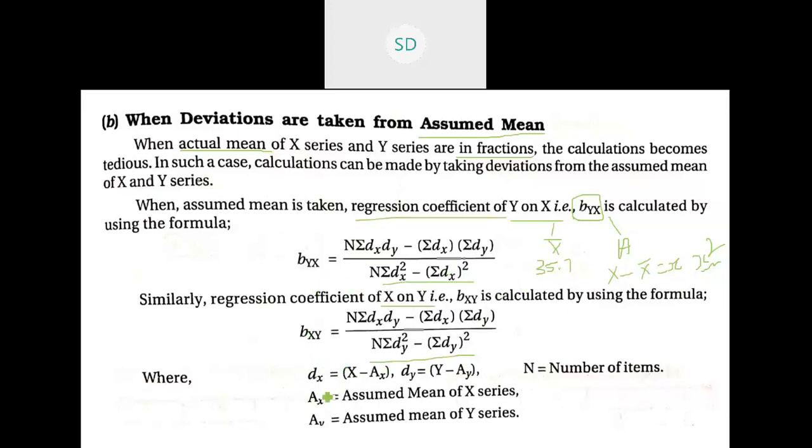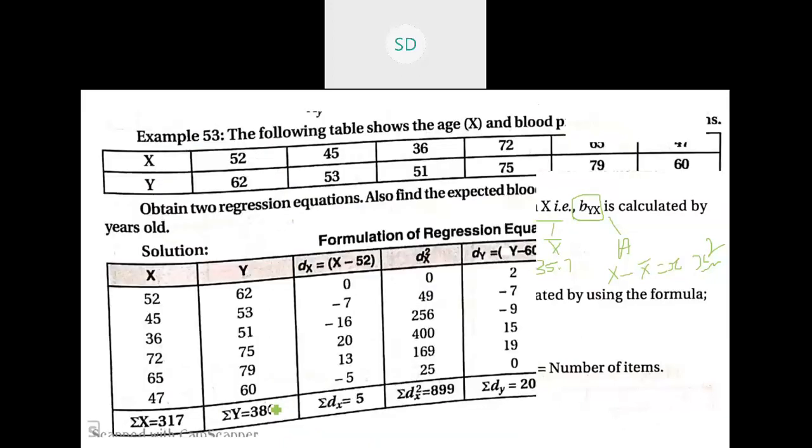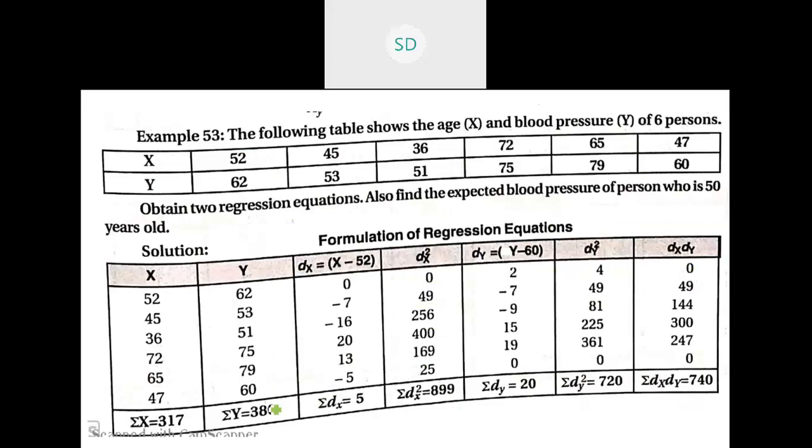Now here dx, what does this dx mean? Dx is nothing but x minus assumed mean of x, dy is nothing but y minus assumed mean of y, and n is the number of items. Ax is the assumed mean of the x series, ay is the assumed mean of the y series. Okay, so this is the major formula that we are supposed to consider. So any doubts in the concept about why do we use assumed mean?